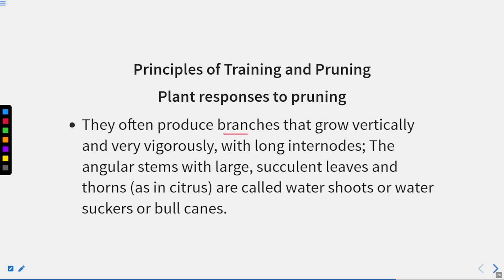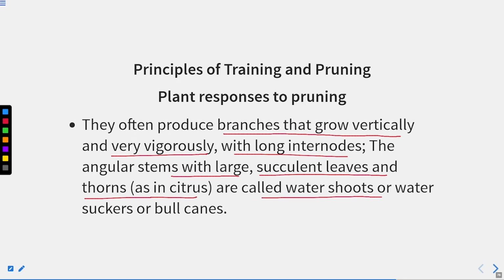They often produce branches that grow vertically and very vigorously with long internodes, with large succulent leaves and thorns, as in the case of citrus. These are called water shoots, water suckers or bull canes.